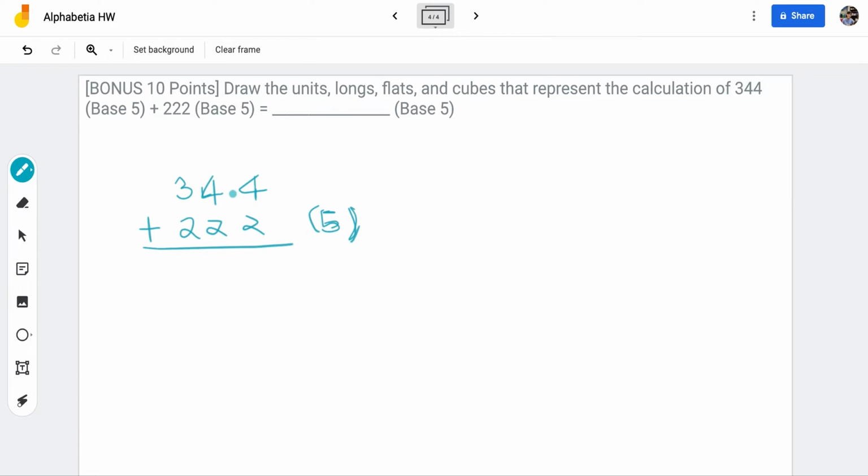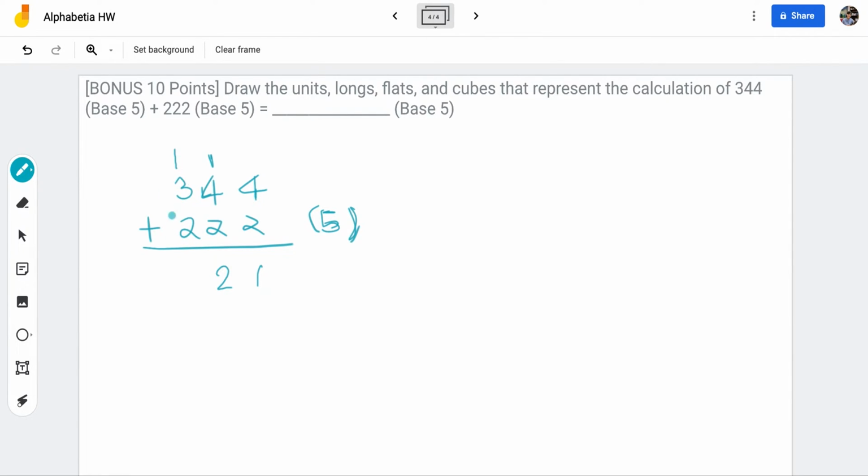you need to think about the regrouping. Whenever you reach 5 of each, you need to regroup that and carry over to the left, right? So here, 4, you need to have 1 more to regroup and make it a long, and you have 1 unit left. So there's 1 more long there. This makes another 1 flat. So you have only 2 longs left, and here you have 1 flat.